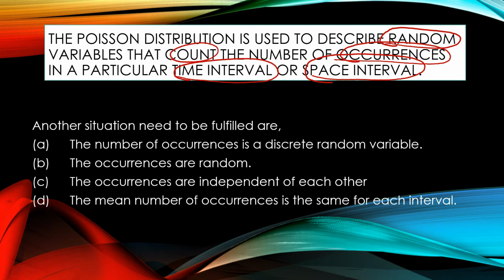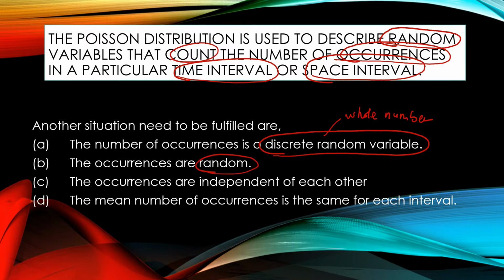The first one is the number of occurrences is a discrete random variable, which means that it should be a whole number, cannot be in decimal places. Secondly, the occurrences are random. Thirdly, the occurrences are independent of each other. And lastly, the mean number of occurrences is the same for each interval. For further explanation about Poisson distribution, let's listen to Madam Aziana.